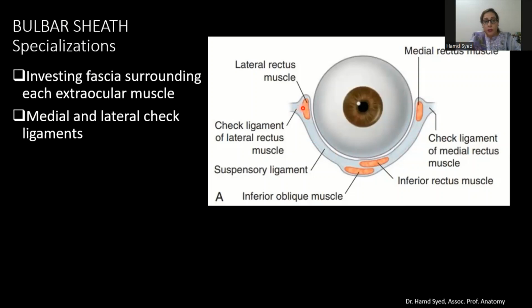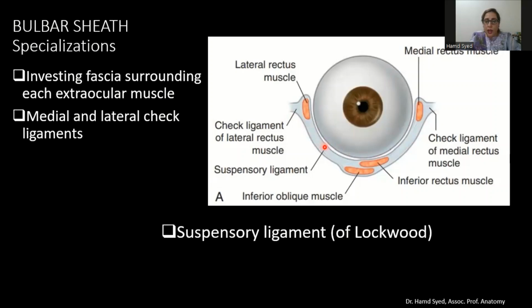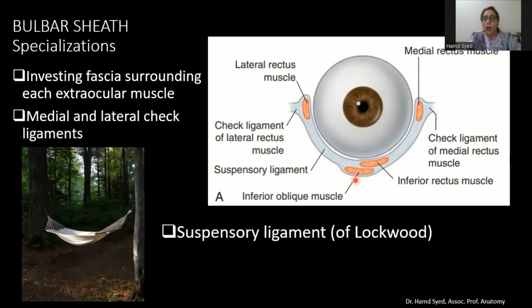And from these muscles emerge the check ligaments, which is the check ligament from the lateral rectus muscle sheath and also the check ligament of the medial rectus muscle sheath. And then these medial and lateral check ligaments are attached inferiorly by the suspensory ligament. The suspensory ligament is a specialization of the sheath surrounding the inferior rectus and inferior oblique muscles, and it is supporting the eyeball inferiorly in the form of a hammock. So here you can see this is a hammock, and this is the shape of the suspensory ligament, which is supporting the eyeball inferiorly.